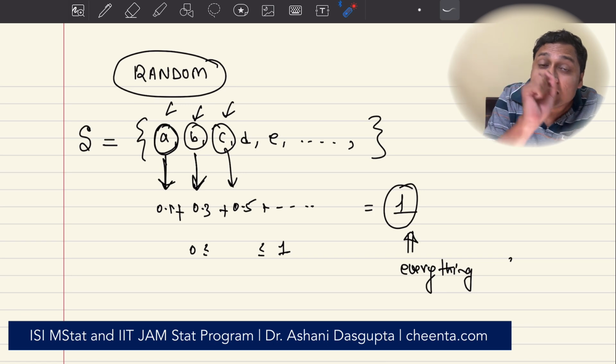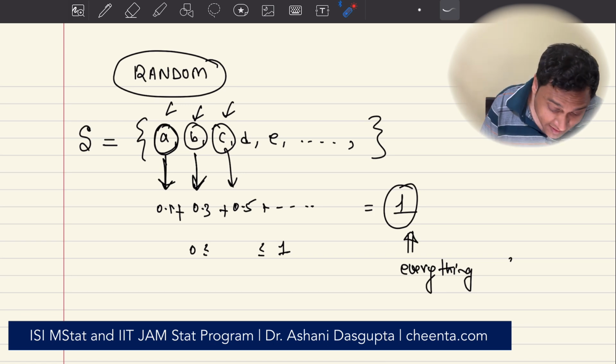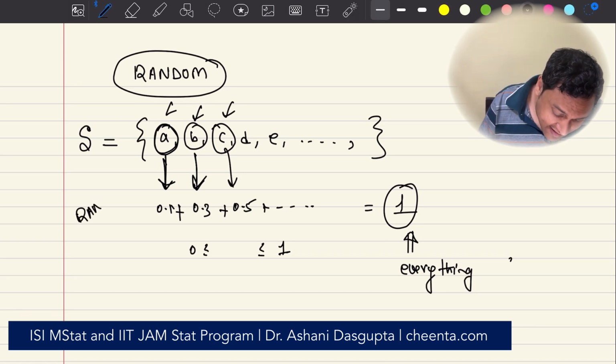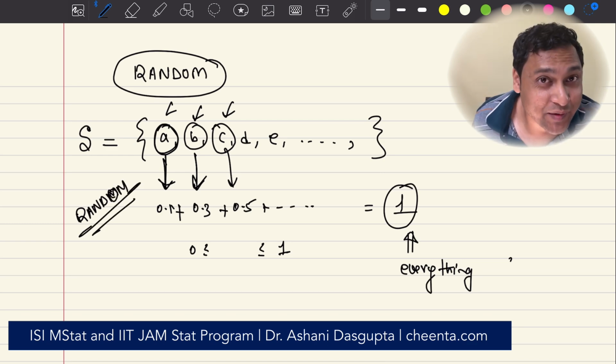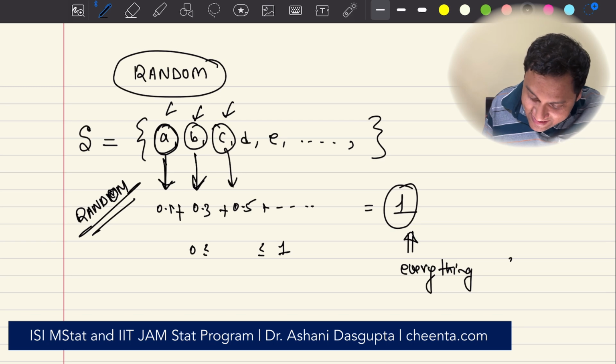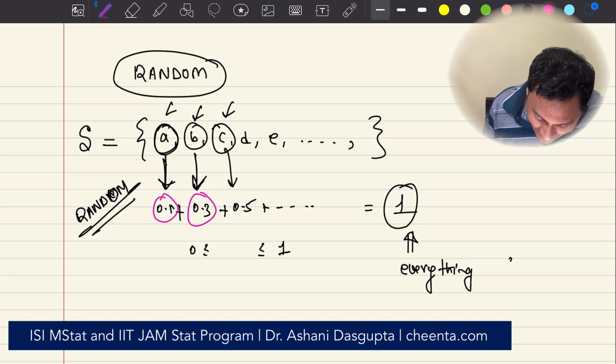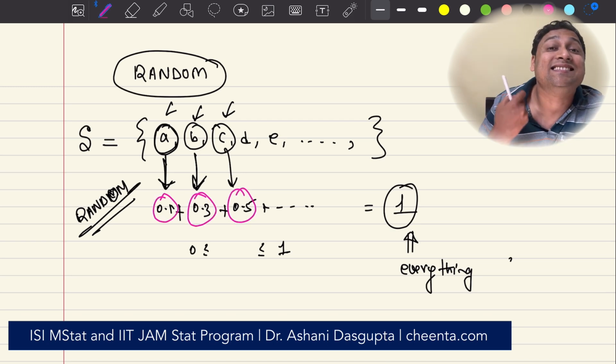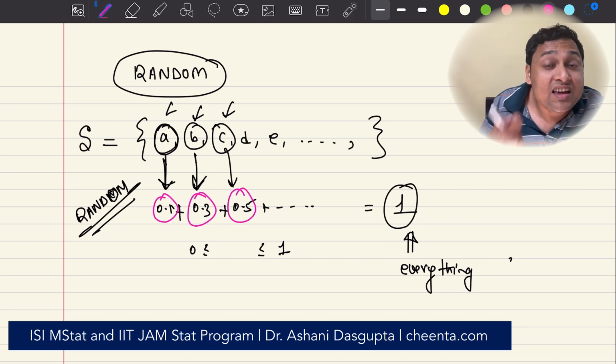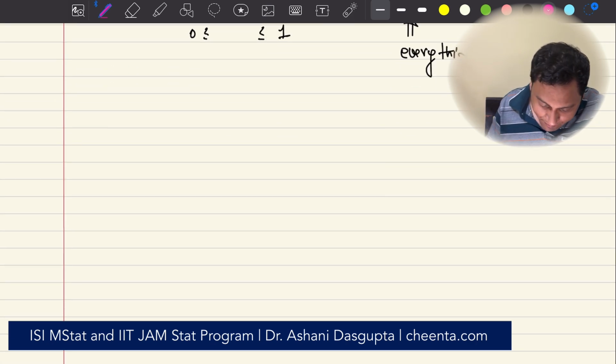Now, where is the word random coming in? There is nothing random about random. Random means each of these output values is actually the same. They are equal. I'll give you an example.